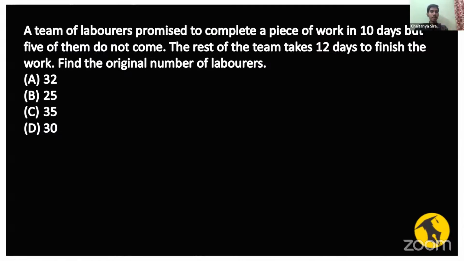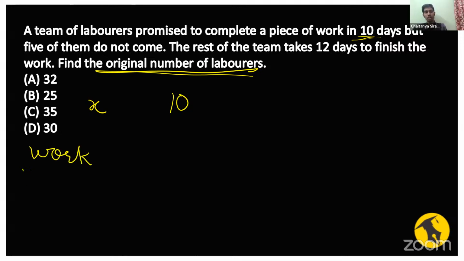Okay, a team of laborers promised to complete a piece of work in 10 days. So let's say here I have to find the original number of laborers. So let's say there were X laborers first, and they promised to complete the work in 10 days. So what was the efficiency of each laborer, work per day per laborer? Here we are not just interested in per day work, but also per laborer work.